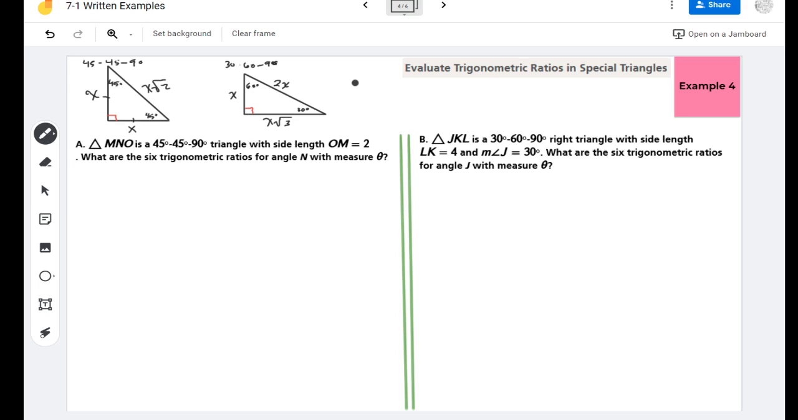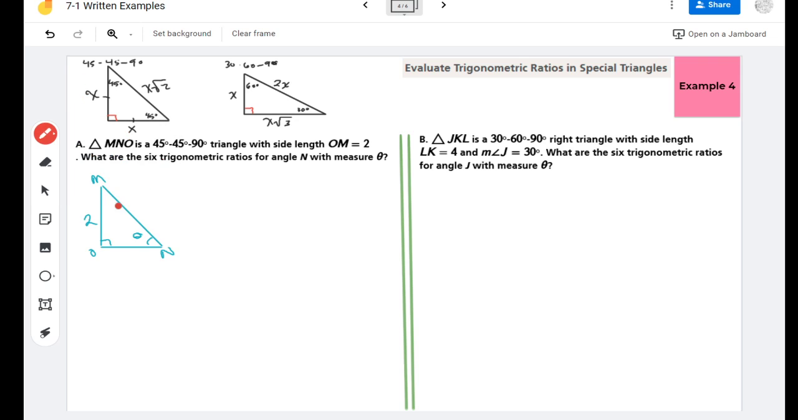Okay, so here we go. For part A, they have a triangle called MNO. I'm just going to draw it out. Now MNO is special because it's a 45, 45, 90. They're saying that OM is a length of 2, and so we would need to find the other ratios. They're also calling angle N our theta. So that's all the known stuff.